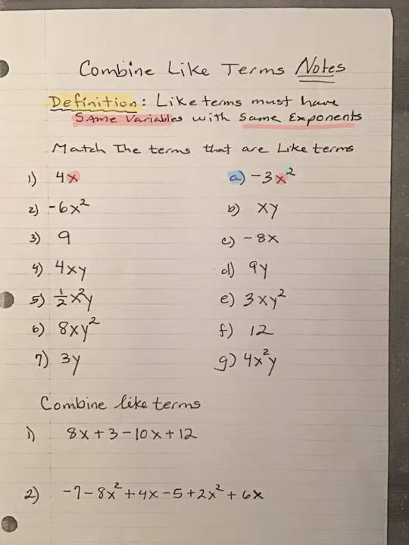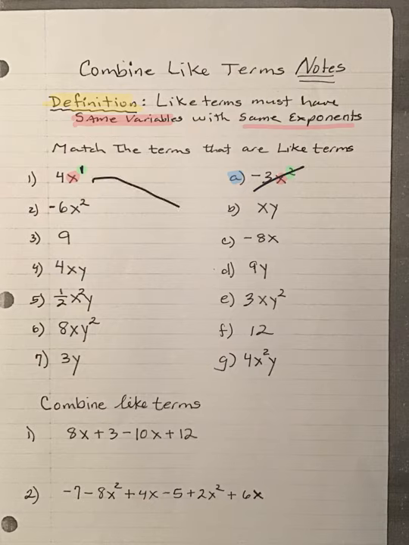So this term, and these are called terms by the way, has an exponent of 2, where this term does not have an exponent. Technically, when there is no exponent, that implies the exponent is 1. So they do not have the same variable with the same exponent or power. So those are not like terms.